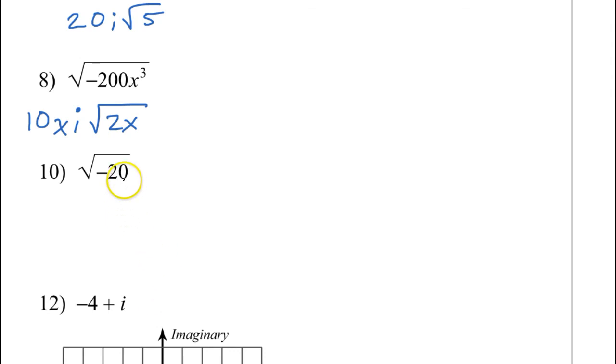Number 10 will be the last problem in this video. It's back to a nice easy number for some reason. Normally the harder problems are at the end, but not this time. The square root of 20. 20 is 4 times 5.